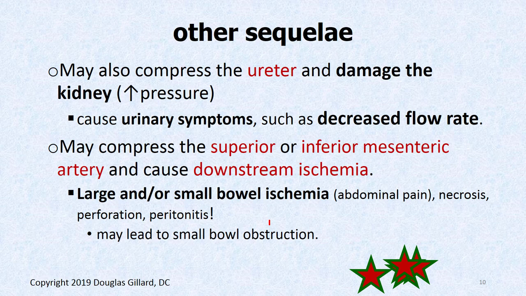How about some other sequelae? If the aneurysm is just right, it can compress the ureters if it's big enough. And it can plug those up, and it can back up urine into the kidney, and you can damage your kidney from increased pressure in the renal pelvis. So that's another thing that can happen. It could compress the superior and inferior mesenteric arteries. Remember, we looked at one that was engulfing the inferior mesenteric artery. So it could cause stenosis of that, and you could get downstream ischemia, and you might get a small bowel infarct, incredibly painful. The bowel could rupture, and you could get peritonitis, and you could get septicemia. From that, you could go into septic shock.